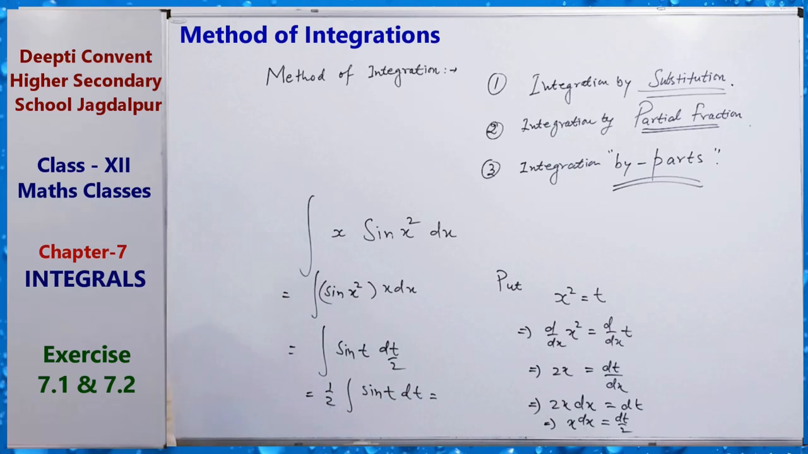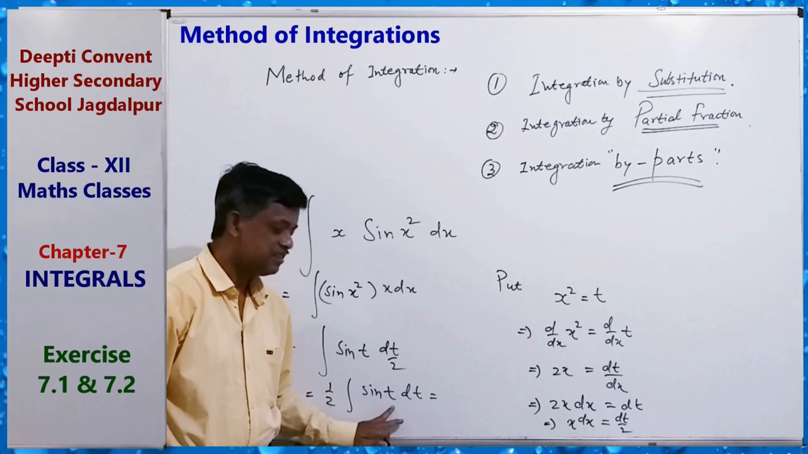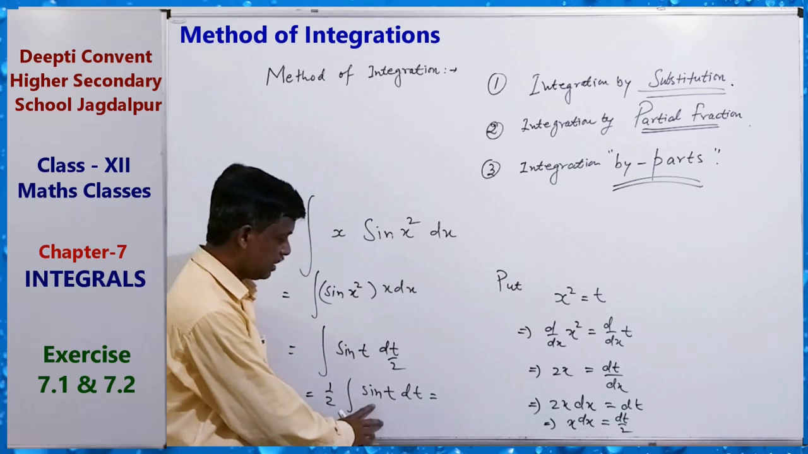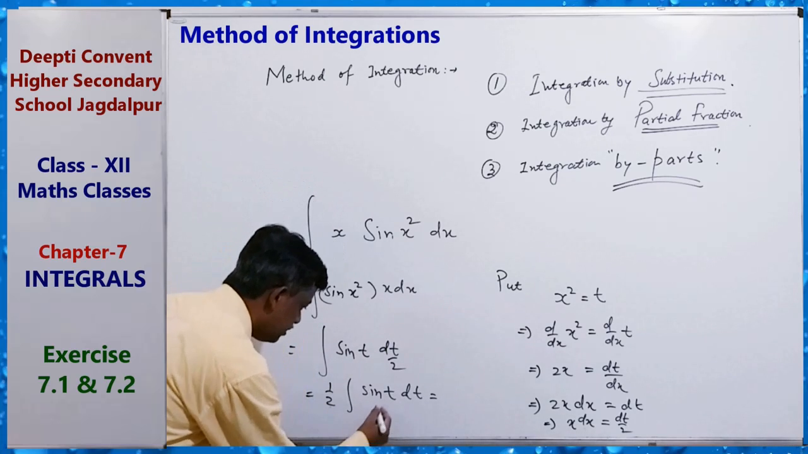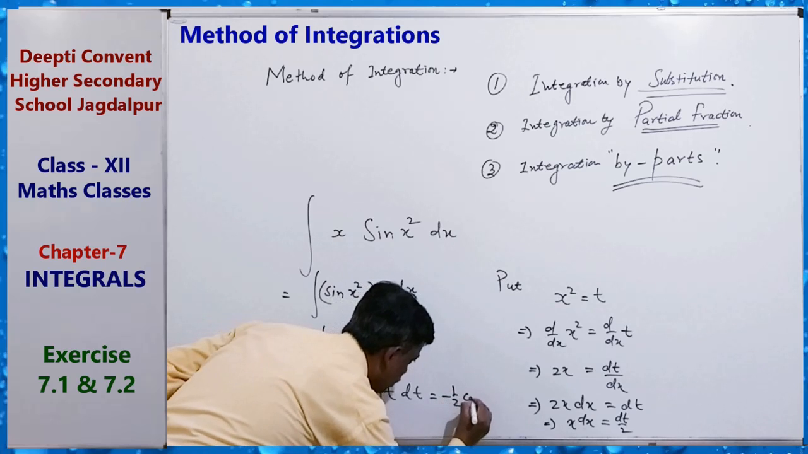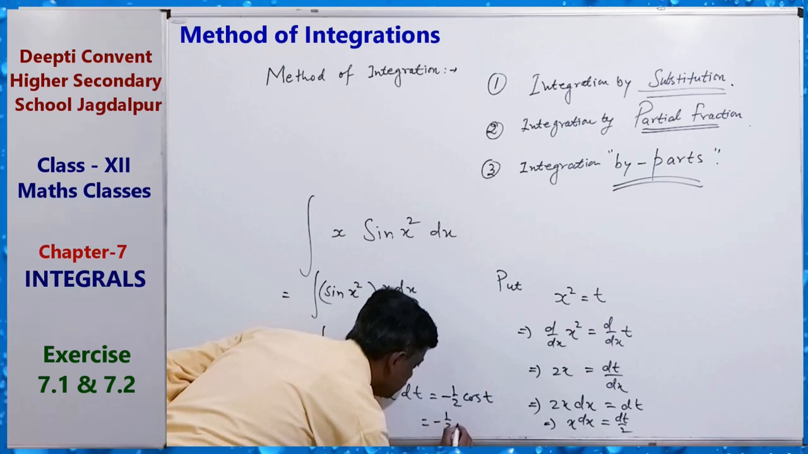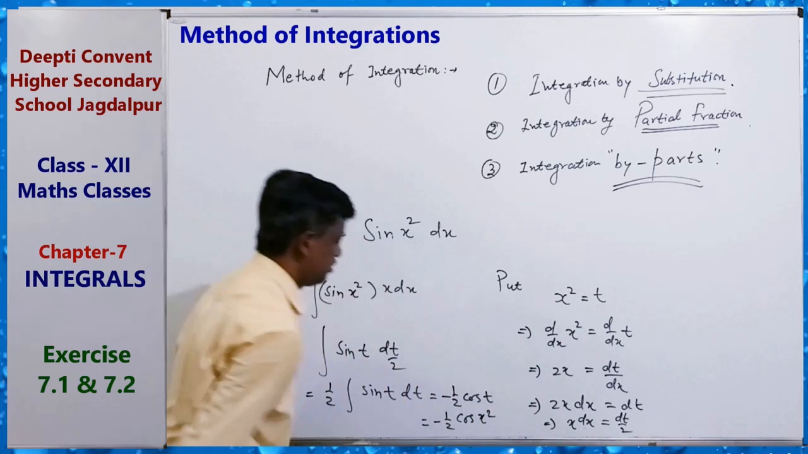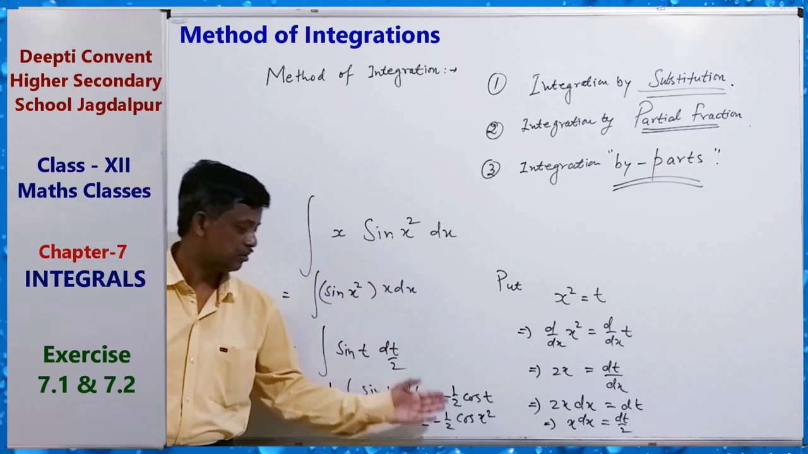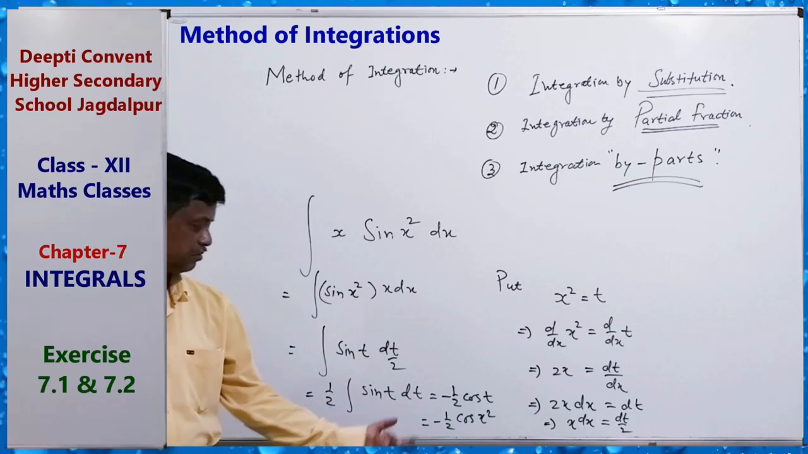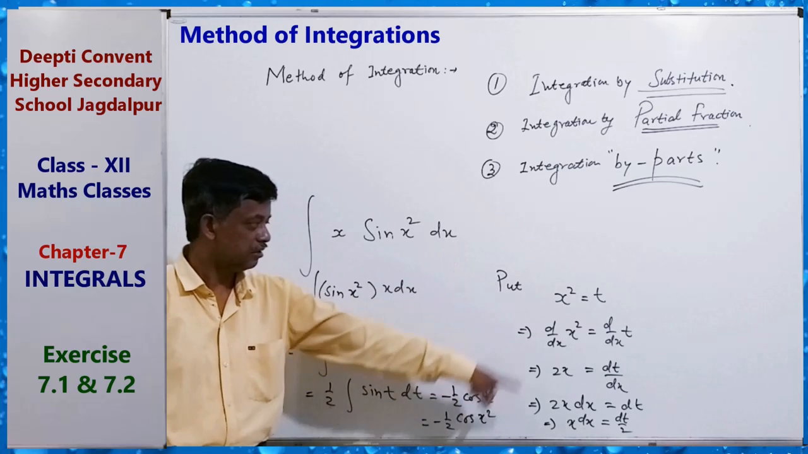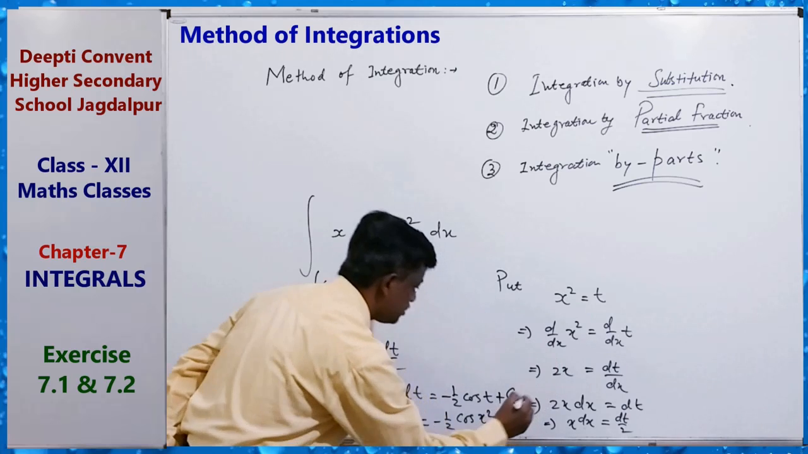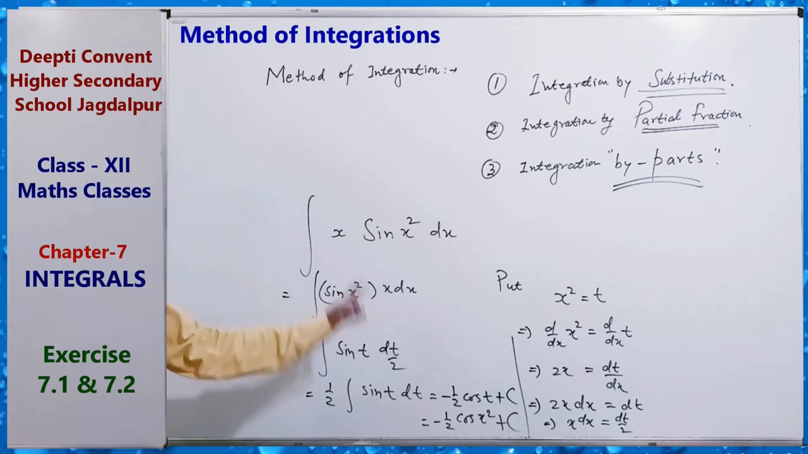Now the integrand is in terms of an elementary function. We know the integration of sin t is minus cos t. So this equals minus 1 by 2 cos t. Returning the value t equals x square, we get minus 1 by 2 cos of x square. You always have to add a constant. So this is the integration of this.